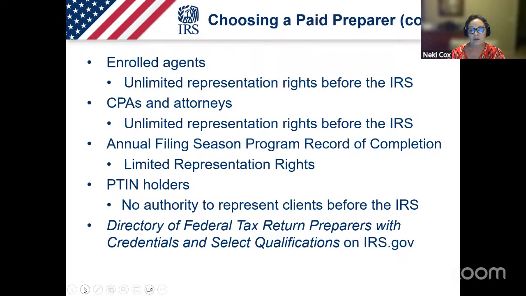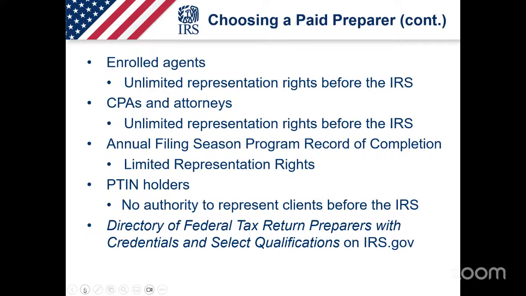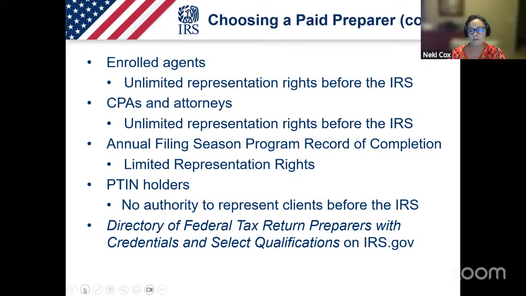Beginning with tax returns filed after 2015, only the annual filing season program participants have limited practice rights, meaning that they may only represent clients whose returns they have prepared and signed, but only before revenue agents, customer service representatives, and similar IRS employees, including taxpayer advocate service. They cannot represent clients whose returns they did not prepare, and they cannot represent clients in front of our appeals or collection issues, even if they did prepare the return in question.